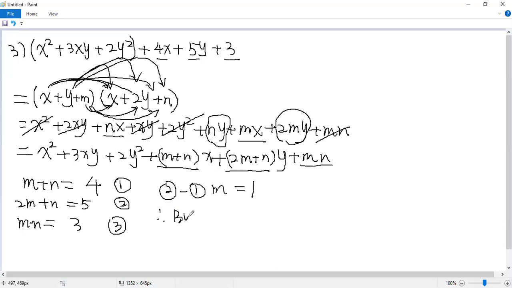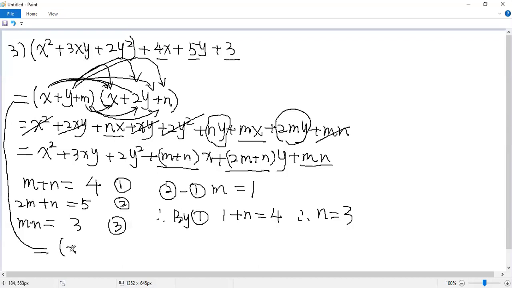Now, by the first equation, m plus n equals 4, but m equals 1. So 1 plus n equals 4. So n equals 3. Then we finally get the factoring form as (x plus y plus m, which is 1) times (x plus 2y plus n, which is 3). That's it.